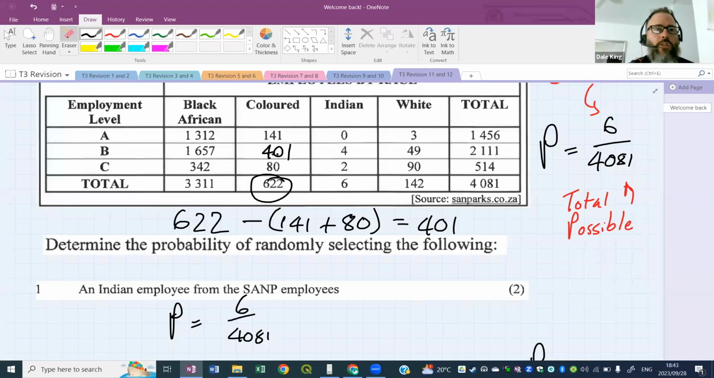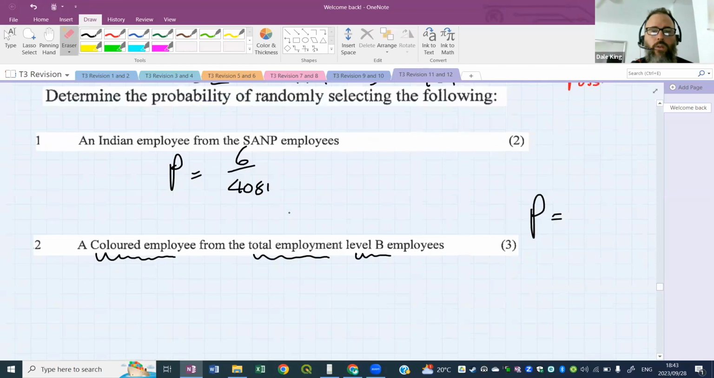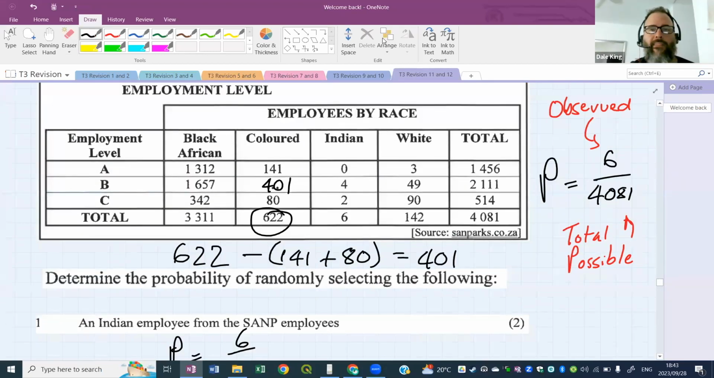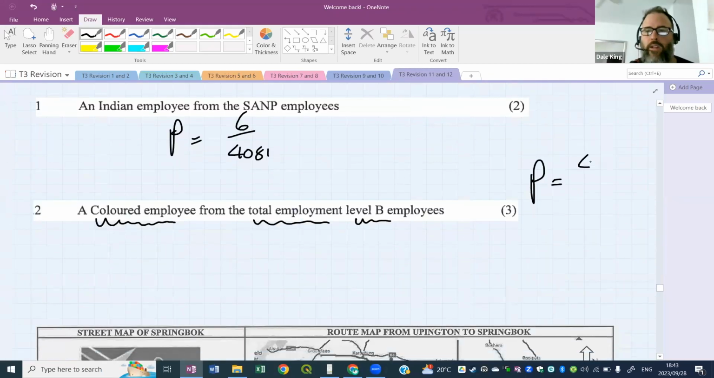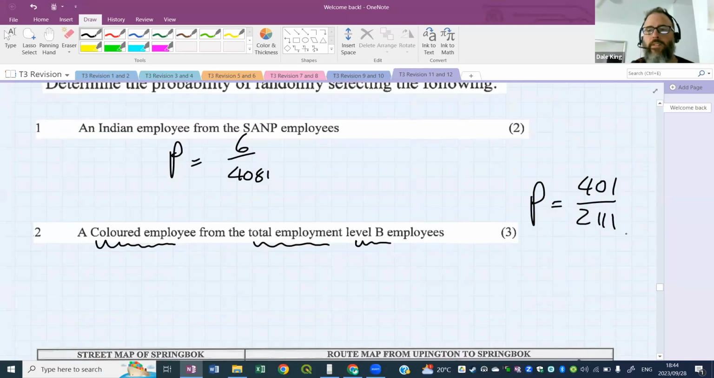All right, Ben, so the question is, what's the probability of a colored employee from all the total employees from level B? So what will the fraction be? It will be 401 over 2,111. Yes, very good. All right, that's probability, guys. It's easy. Probability is really easy.